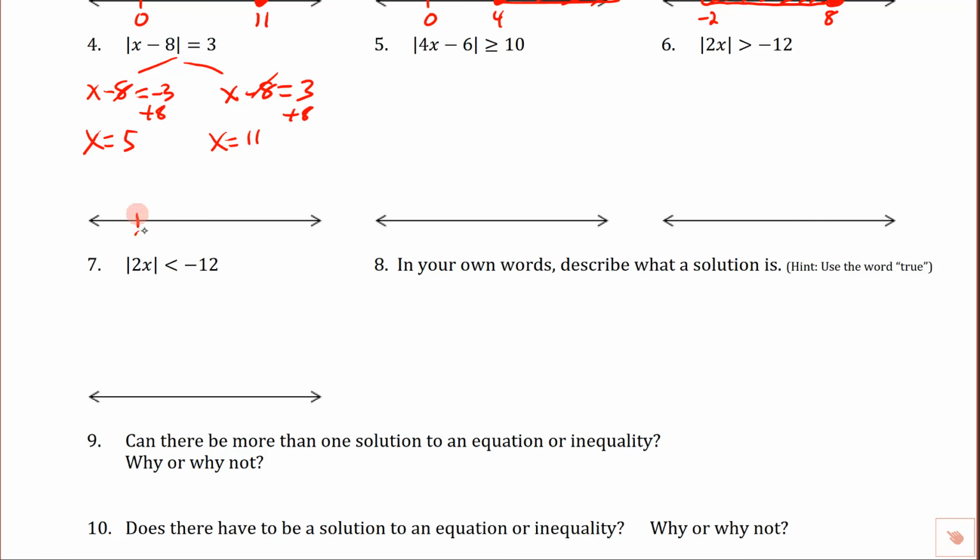So I'm going to put 0 right here. I'm going to put 5 right here, and we put a dot on that, and then 11 a little bit further out. Those right there are the answers. Nothing in between, just those two points right there. Each one of them just occurs once.